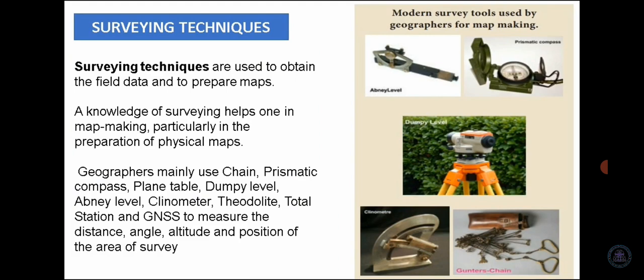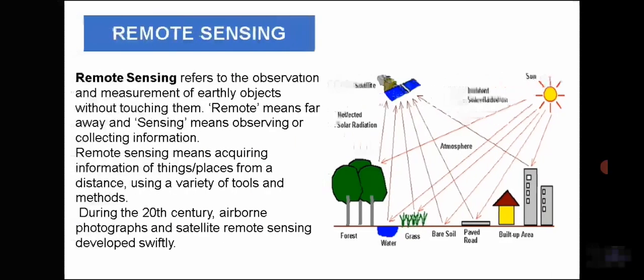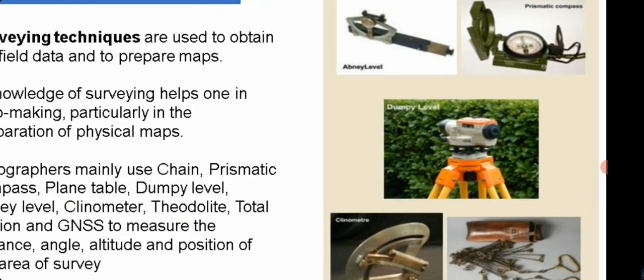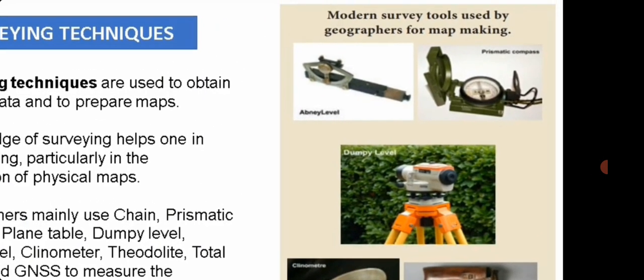Geographers mainly use chain, prismatic compass, plane table, dumpy level, Abney level, clinometer, theodolite, total station, and GNSS to measure the distance, angle, altitude, and position of the area of survey. You see different surveying measuring instruments here.